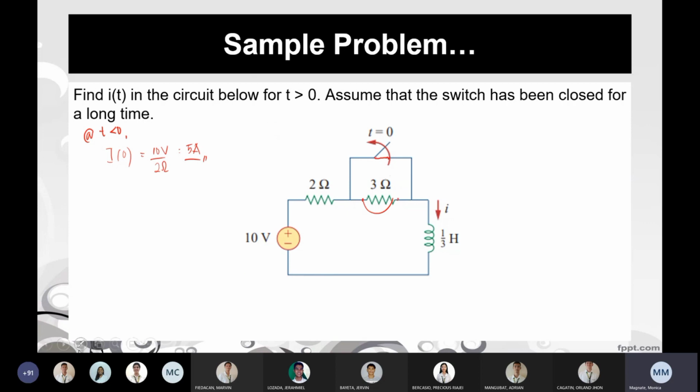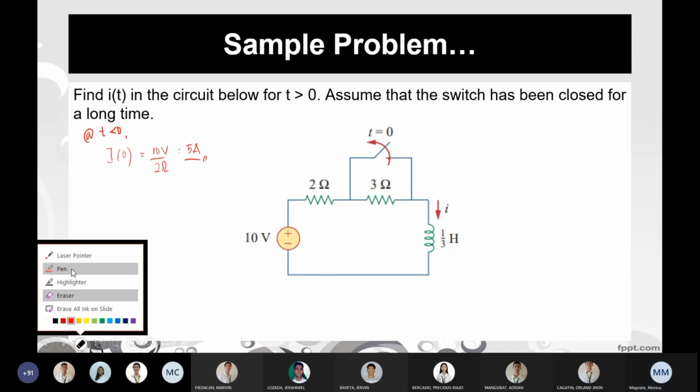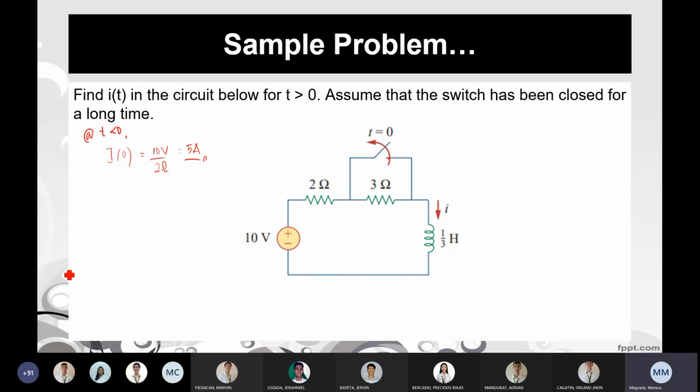Ngayon, open natin yung switch. So, ito naka-open. So, babalik natin si 3 ohm ngayon, at t greater than 0. So, yung I at infinite natin, consider na natin kasama si 3. So, 10 over 2 plus 3 equals 2 ampere. And yung R equivalent natin, 2 plus 3 lang sila. So, 2 plus 3 is 5 ohm.